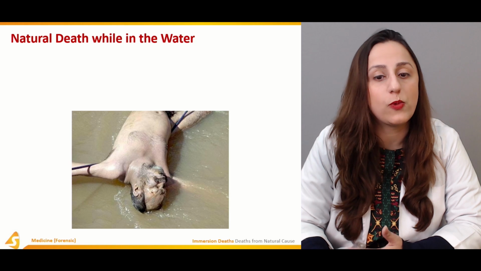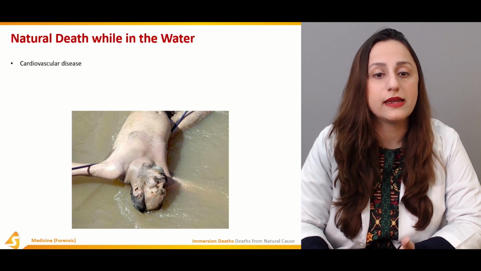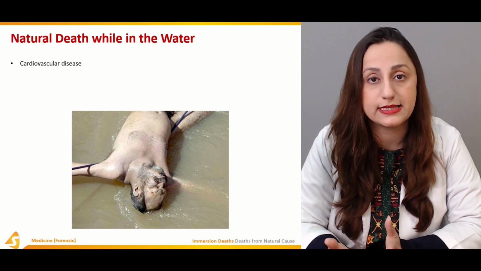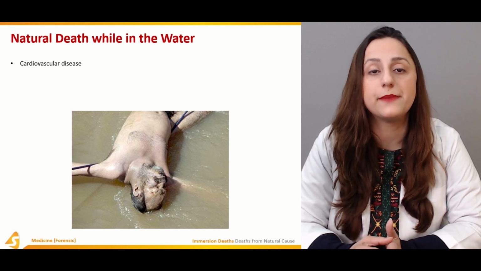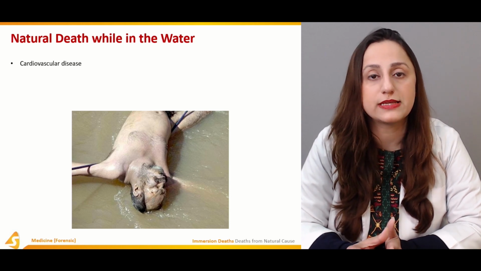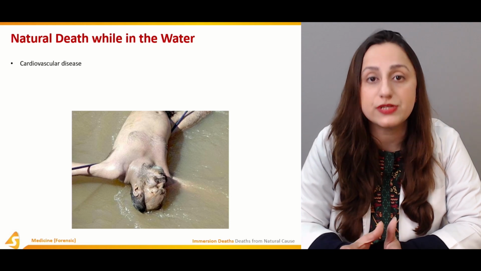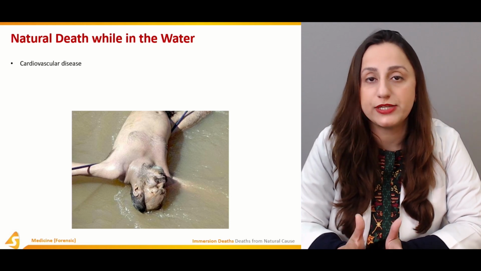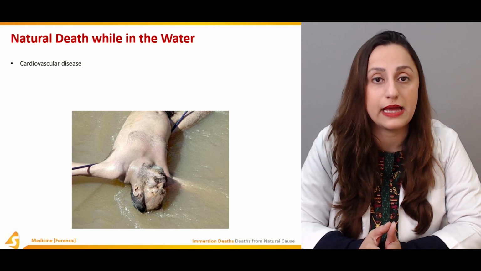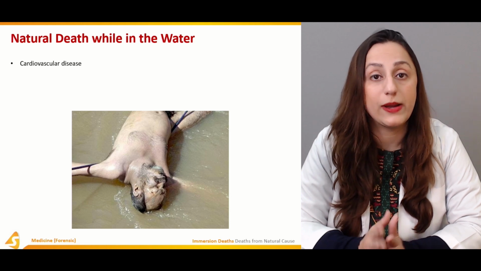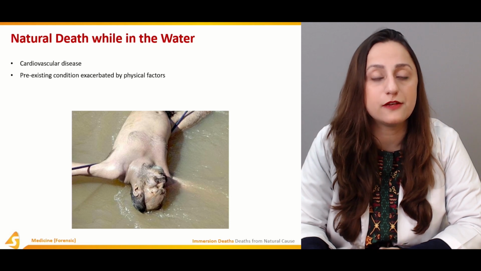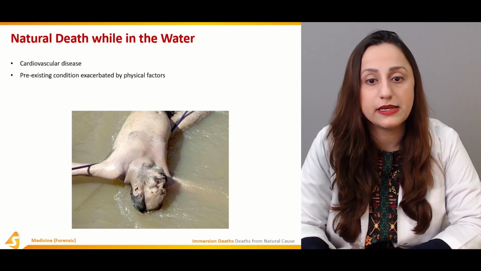Now, natural death while in water. This is very important. What are the causes for these natural deaths? They can be cardiovascular diseases that the person may be suffering from. For example, hypertension, any thrombotic diseases, any peculiar diseases, for example, any birth defects, for example, aneurysms are also a part of these. Ruptured aneurysms can be a part of these underlying cardiovascular catastrophes that a person encounters while he's drowning. A pre-existing condition exacerbated by physical factors is another thing that can be encountered by the person.